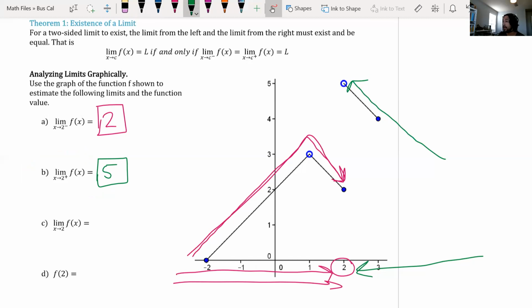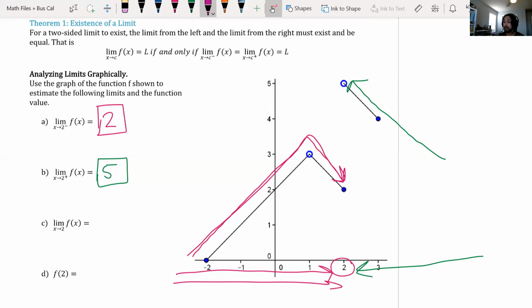And then C, we don't even have to look at the graph anymore. We can just apply the existence of a limit theorem right above on our paper. So C says, what is the limit as x approaches 2 from both sides? And this, we have to use the existence of a limit theorem on it. So if we're looking at our two answers above, what is the limit as x approaches 2 from the left? 2. And what is the limit from the right? It would be 5.